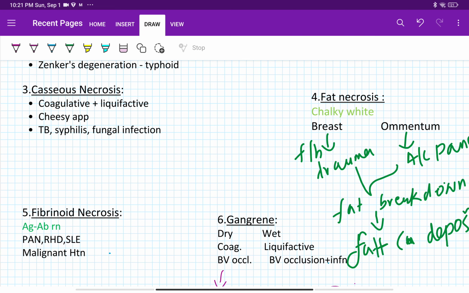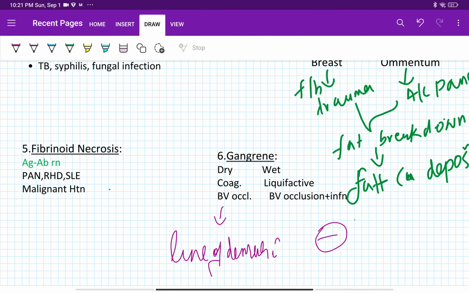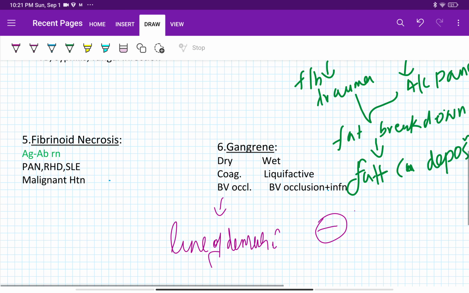Next is gangrene. Gangrene is the blackish discoloration of the organs due to blood vessel occlusion. There are two types of gangrene, dry gangrene and wet gangrene. Dry gangrene is a coagulative type of necrosis, and wet gangrene shows liquefactive type of necrosis. In dry gangrene there is only blood vessel occlusion, but in wet gangrene there is also superadded infection along with blood vessel occlusion. So there is a line of demarcation in dry gangrene, and there is no line of demarcation in wet gangrene.